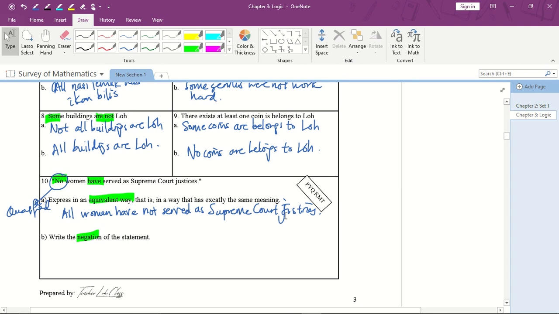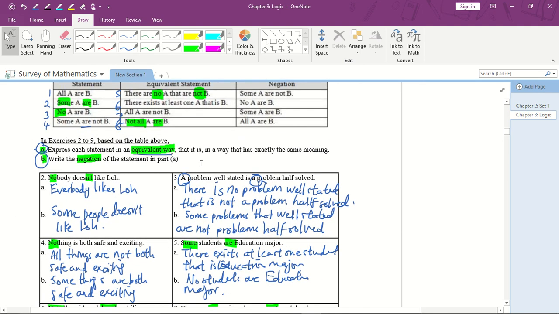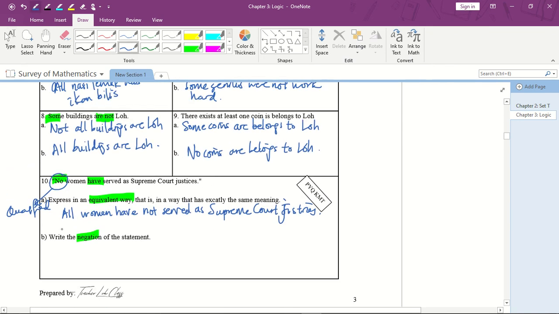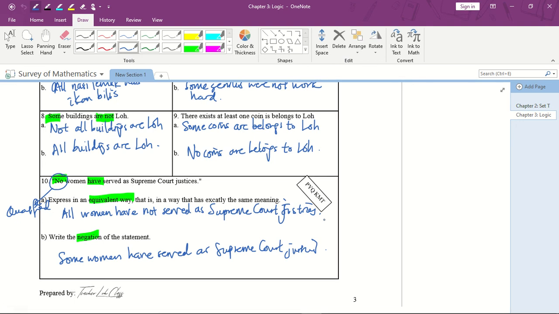And for the negation, we will write here: some A are B, which means that here we will write some women have served as Supreme Court justices. Okay, and now we are officially done with the quantified statements.